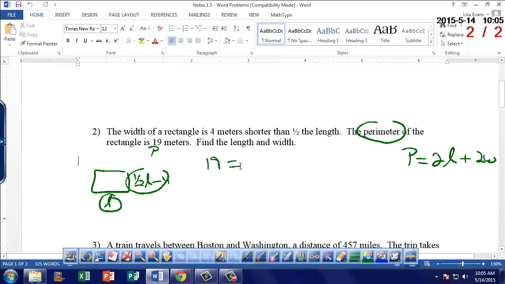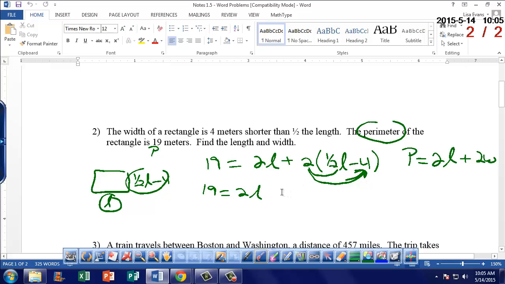So we have 19 equals 2 times L plus 2 times 1/2 L minus 4. Now here it's very important to distribute. A lot of students forget to distribute. So we get 19 equals 2L. 2 times 1/2 is 1, so L. 2 times -4 is -8.